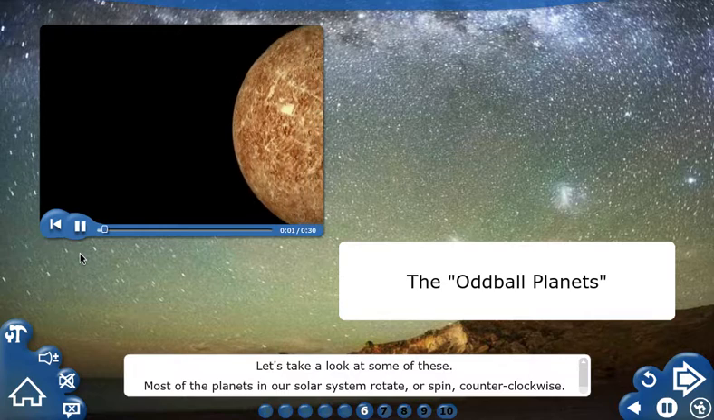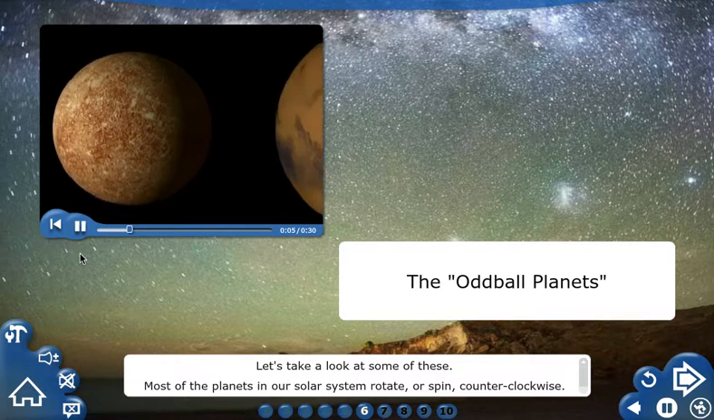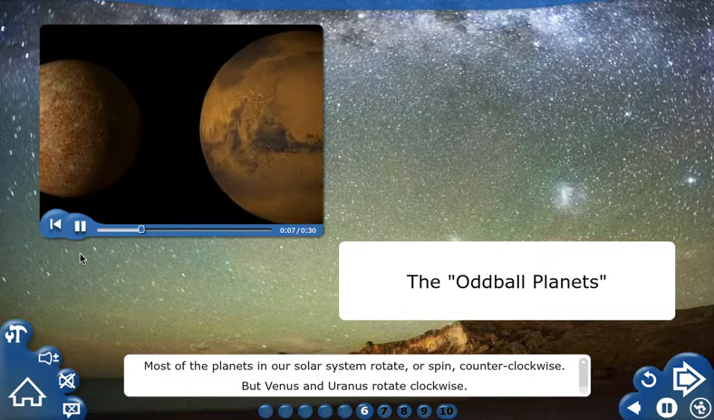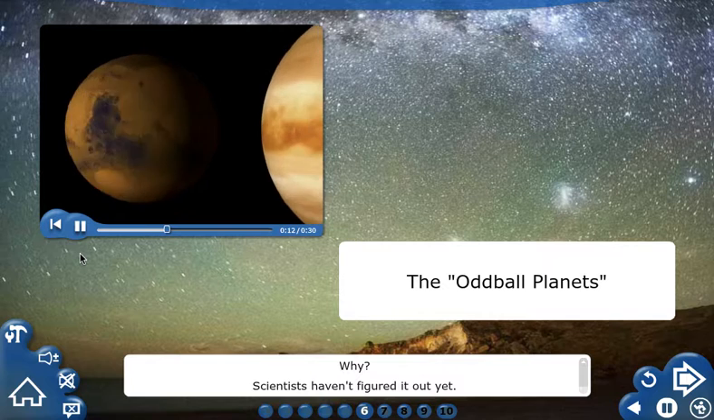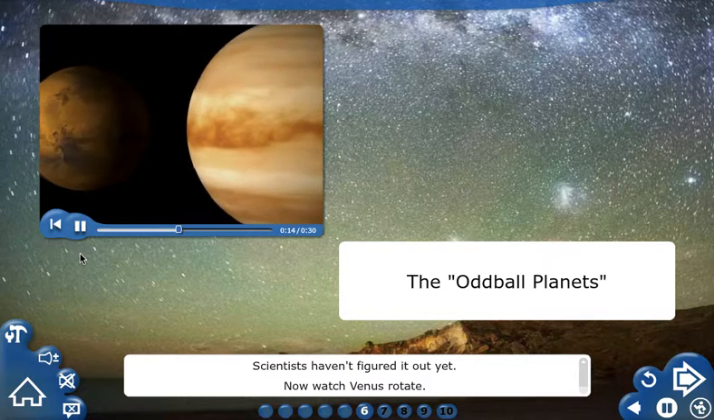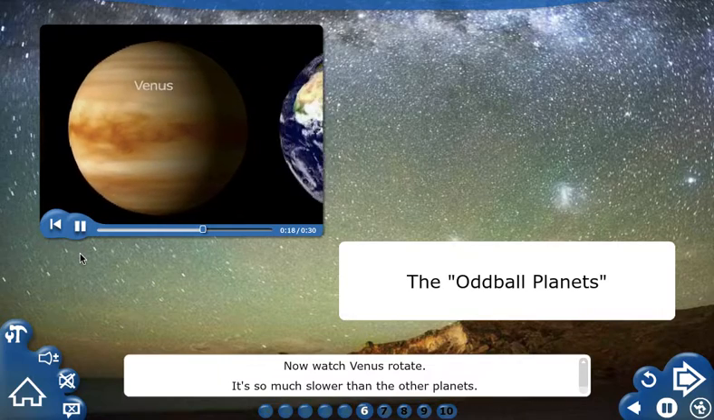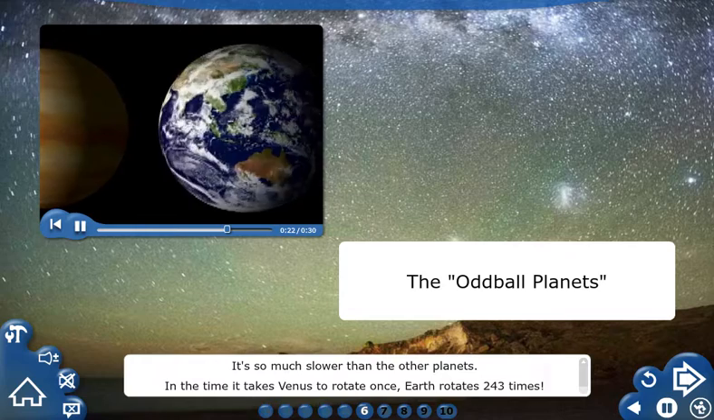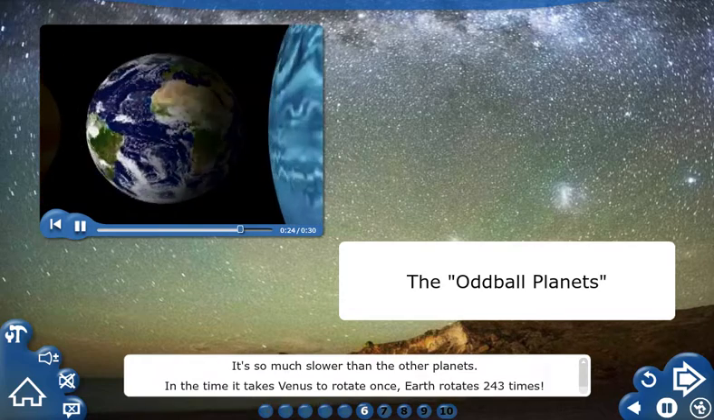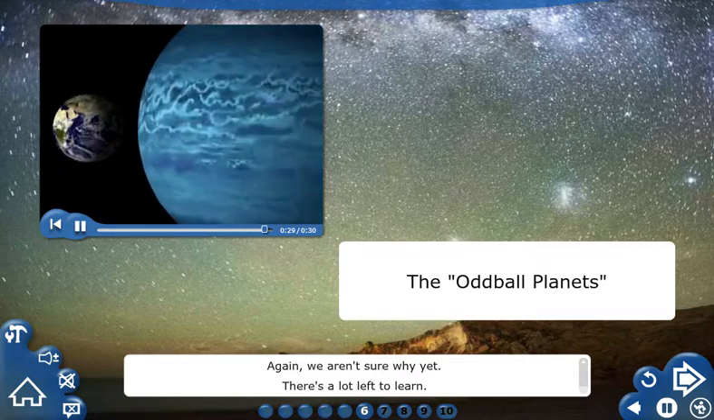Most of the planets in our solar system rotate or spin counterclockwise, but Venus and Uranus rotate clockwise. Why? Scientists haven't figured it out yet. Now watch Venus rotate. It's so much slower than the other planets. In the time it takes Venus to rotate once, Earth rotates 243 times. Again, we aren't sure why yet. There's a lot left to learn.